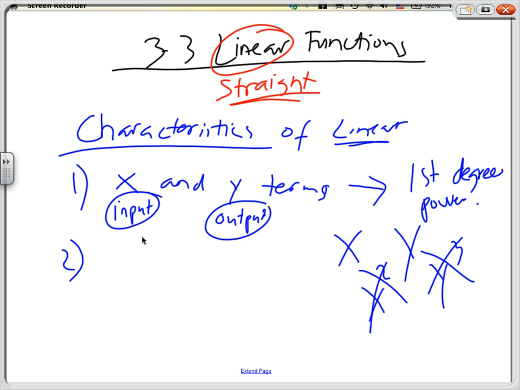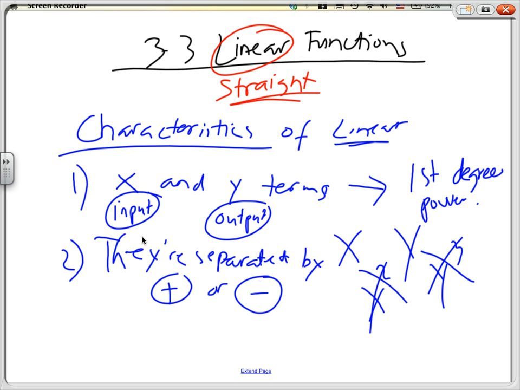The second thing is that you will never see the x and y connected together by a multiplication. They should be separated by a plus or minus sign. They're not going to be linked up; they're separated. I think I spelled it wrong, huh? Separated. Yeah. By plus or minus. So for instance, it looks like this.